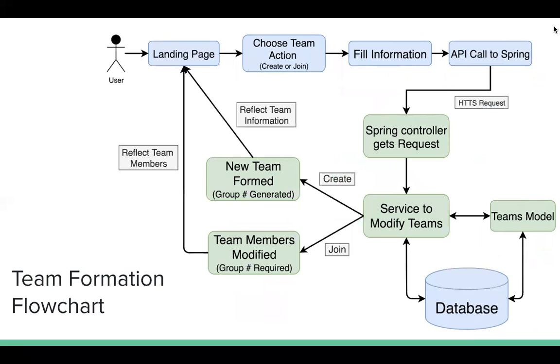So you can see the database deals with the teams model, and depending on the type of request, it'll either create a new team, which will then generate a new group number that others can use to join that group. Or if they click join a team, then they enter in the group number that was previously given, and they'd be added to that group, which all the data will be saved back into the database, and then the specific information will reflect on their updated page.